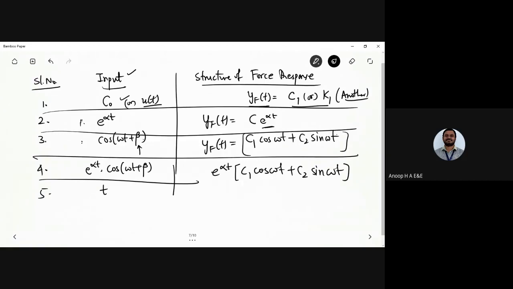Next, the fifth one, I have an input called t. I can write t as t into u of t also. So t into u of t. What is the structure of the forced response? That is C0 plus C1t.